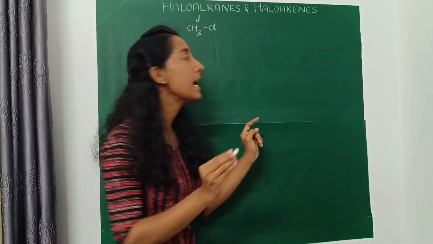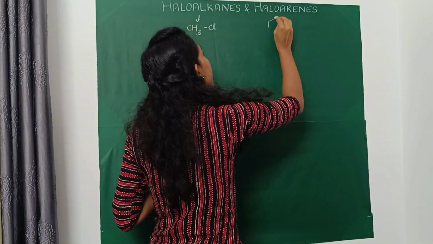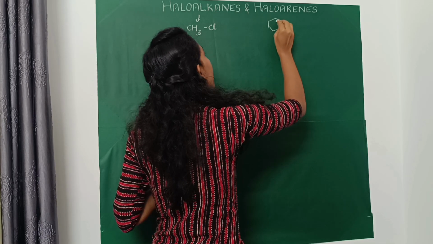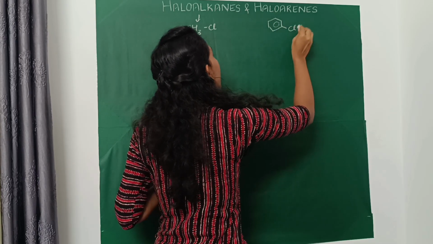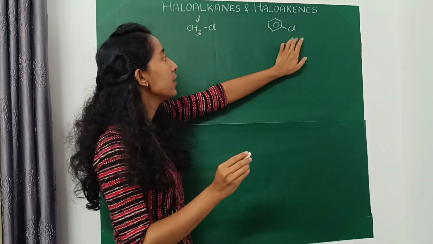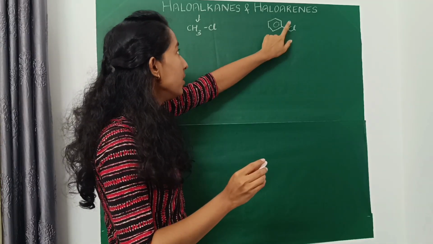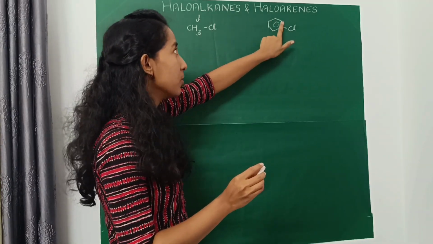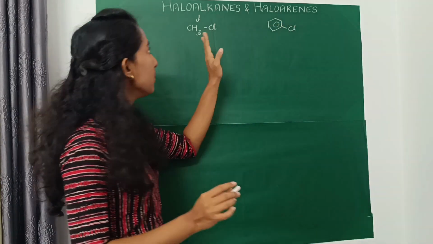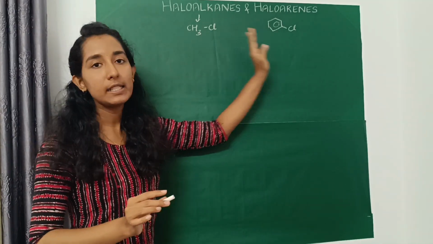And an example of a haloarene is this. Here the halogen is attached to an sp2 carbon of an aryl group. So it is a haloarene. So we know the simple examples of haloalkane and haloarene.